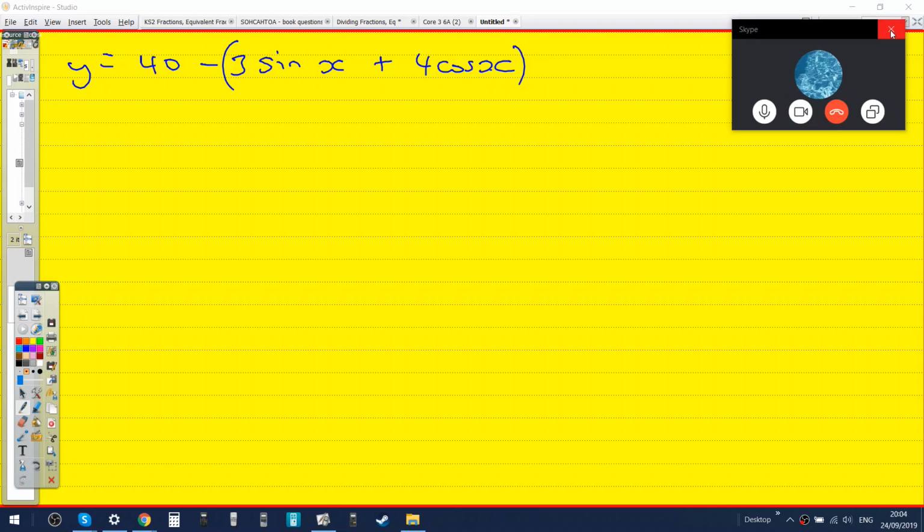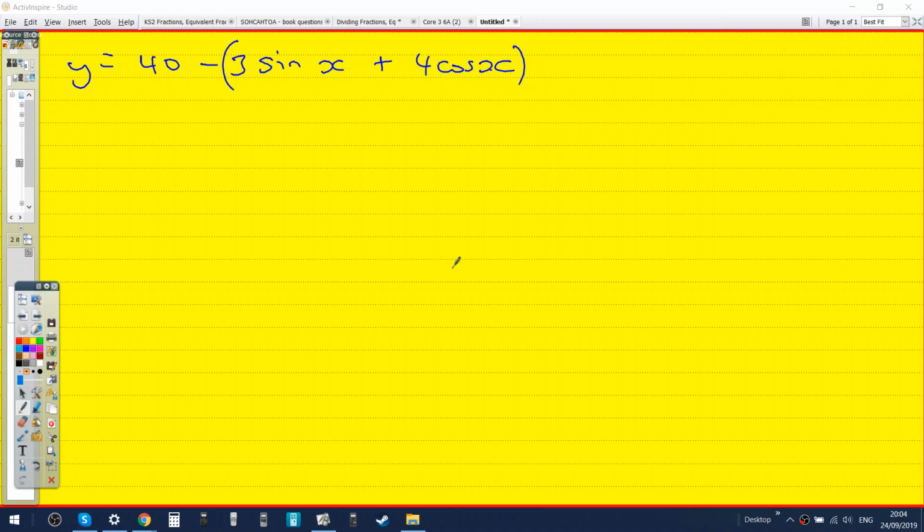Sine. So you look at the 3 sine x, 4 cos x, and you do the root of 3 squared plus 4 squared, which is, I should know this, memorize it by now because I've done it so many times. But yeah, it's 5.